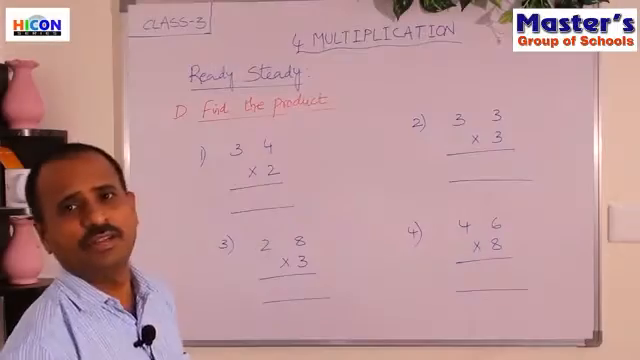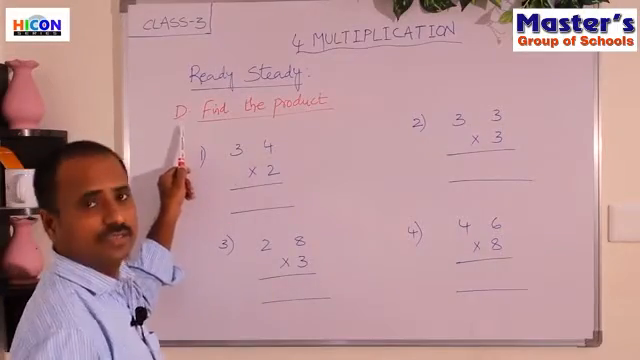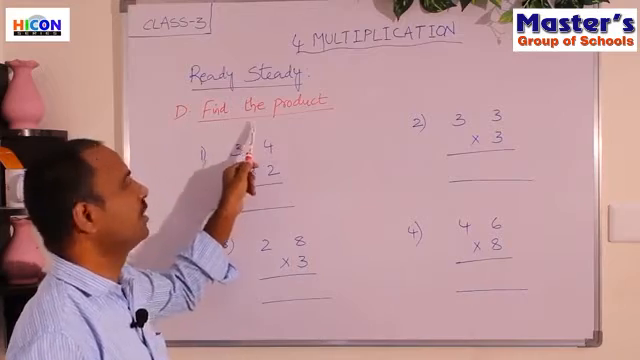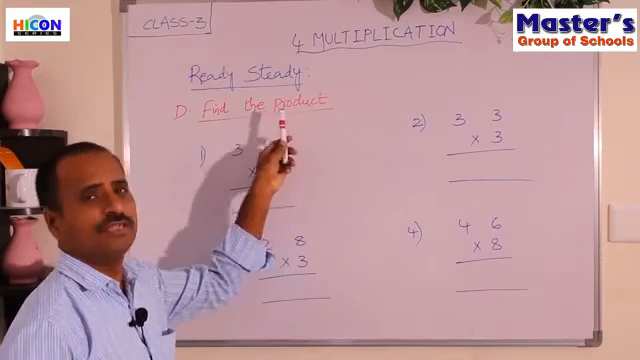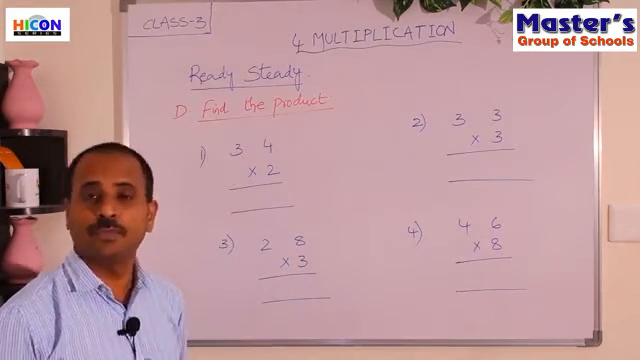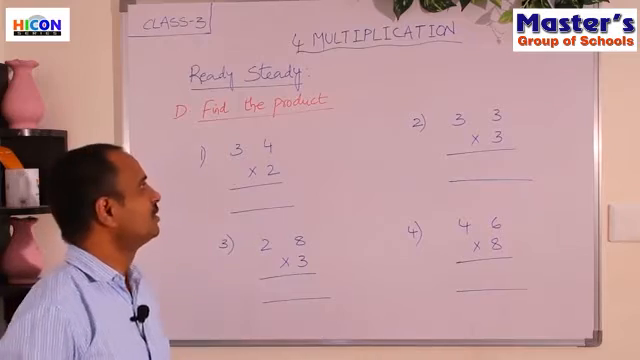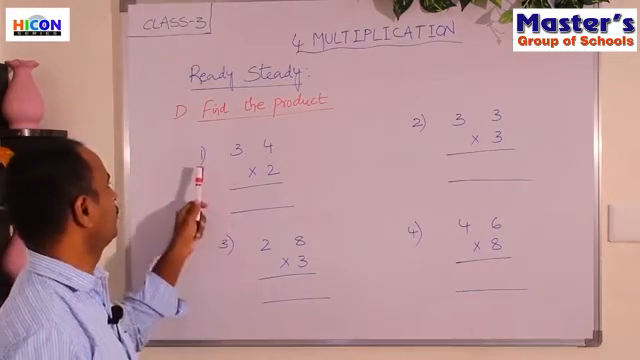Children, the next part in the study. So see section D. Find the product. Product means, as we have already discussed, multiplication. So see the first problem.